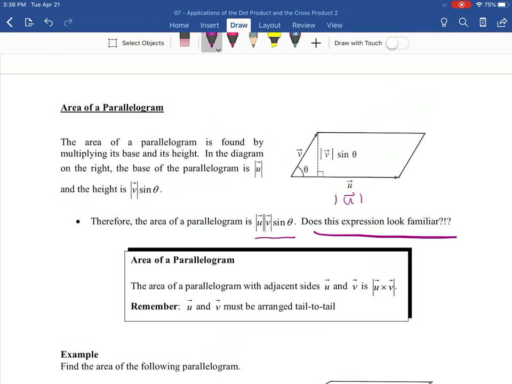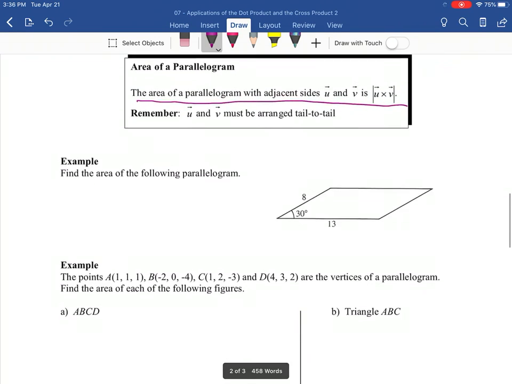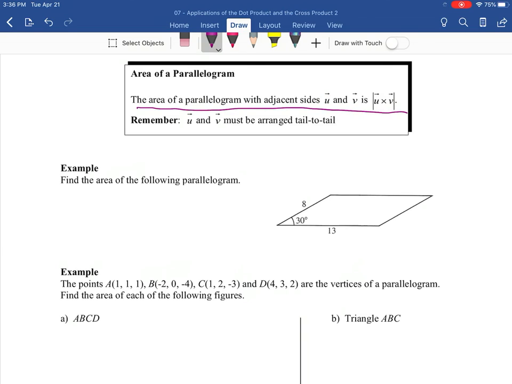And does that look familiar, u v sine theta? Well, you bet it does. That's cross product. That's exactly what's happening there. So if you want to find the area of a parallelogram, you just have to find the magnitude of u cross v.